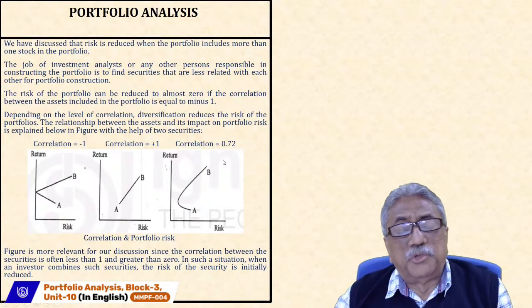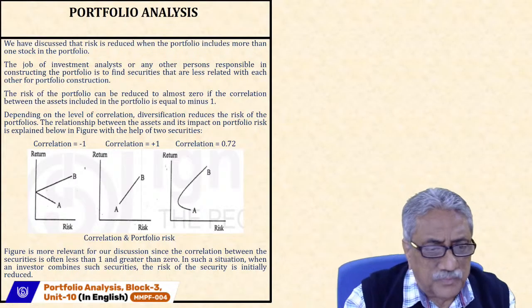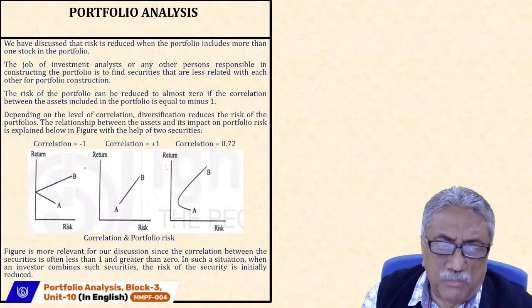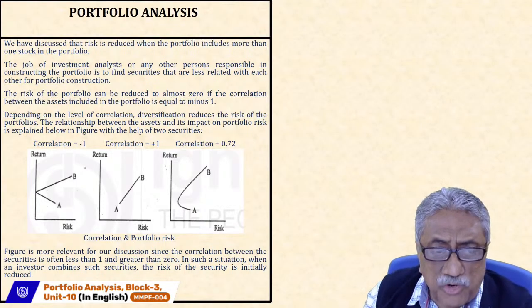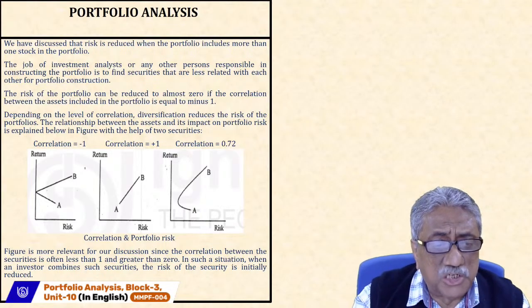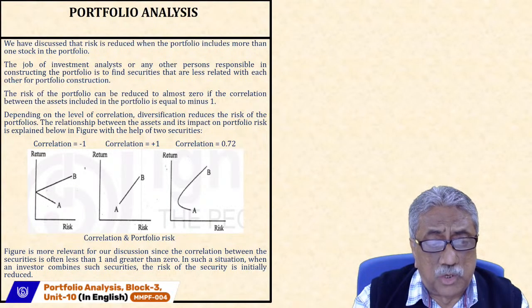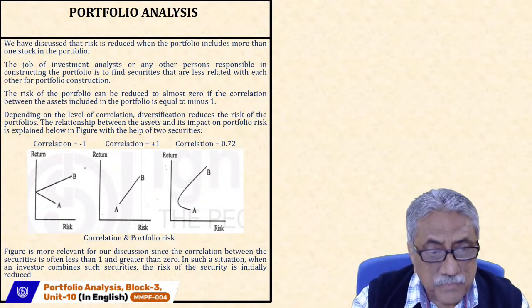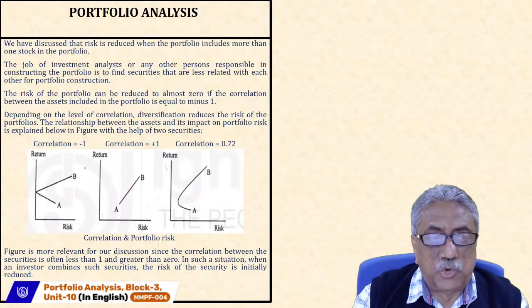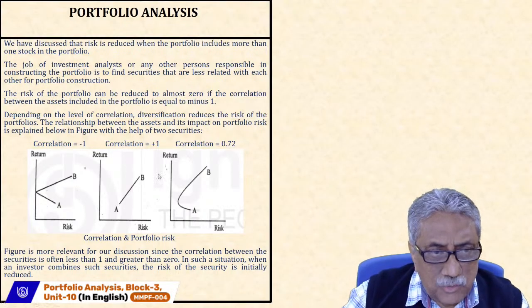Because the correlation between the two is 0.72. It's taken from a mathematical problem. This figure is more relevant for our discussion, since the correlation between securities is often less than 1 and greater than 0. Less than 1 and greater than 0 is this.